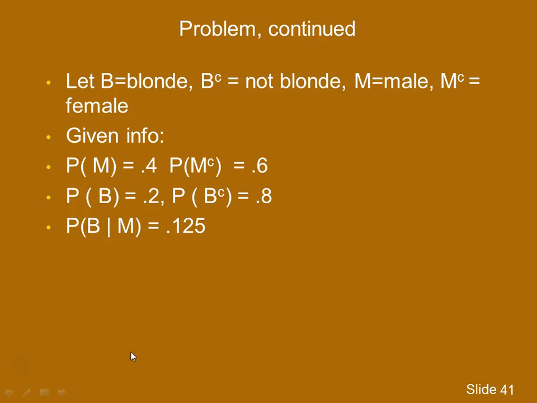And guess what? When we have a conditional probability like that, we also have a complement to it. If out of the males, 1/8 are blonde, then we also know that out of the males, 7/8 are non-blonde. B complement given M would have to be 7/8 or 0.875. So there's all of our known probabilities.